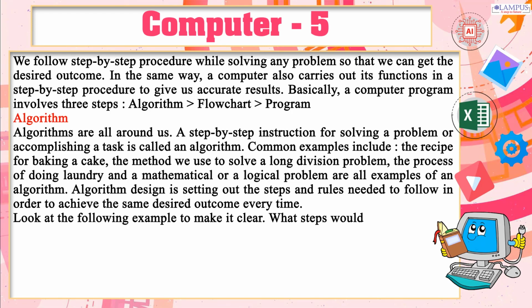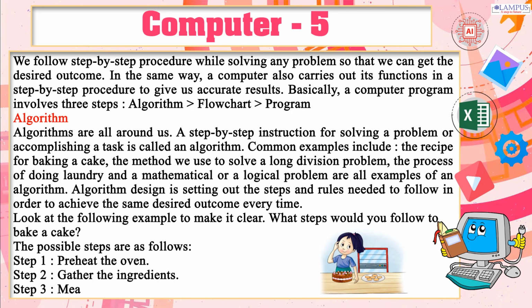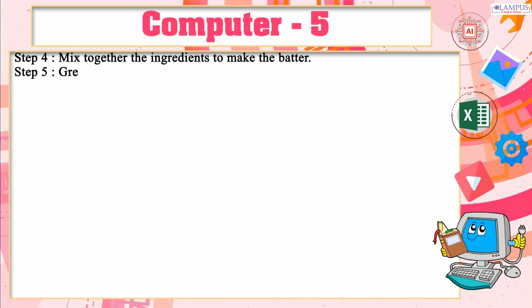What steps would you follow to bake a cake? The possible steps are as follows. Step 1. Preheat the oven. Step 2. Gather the ingredients. Step 3. Measure out the ingredients. Step 4. Mix together the ingredients to make the batter. Step 5. Grease a pan. Step 6. Pour the batter into the pan.